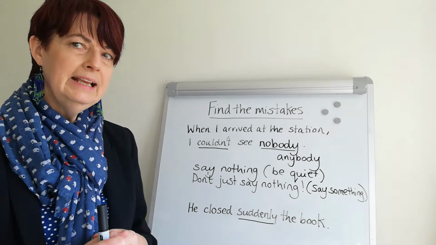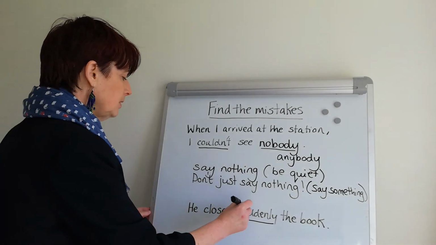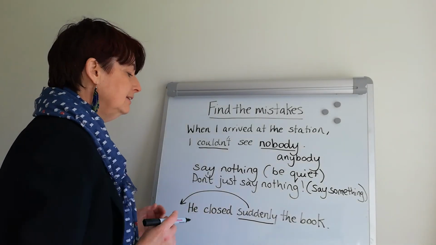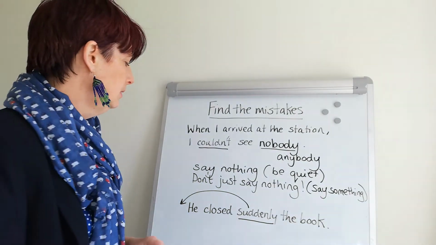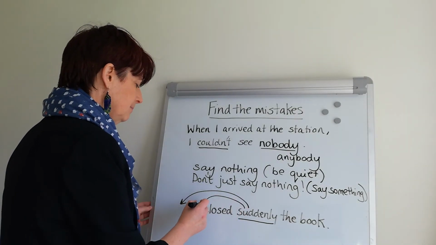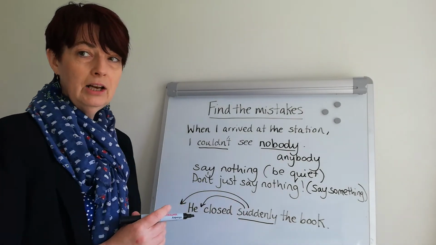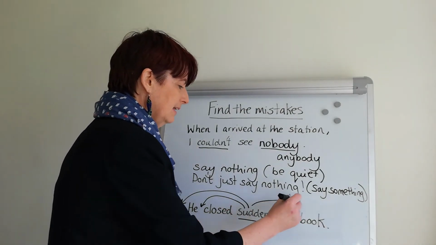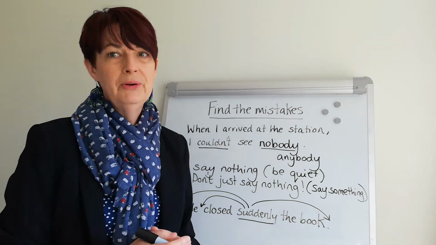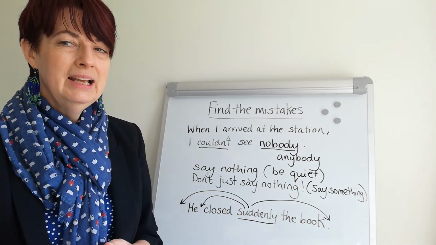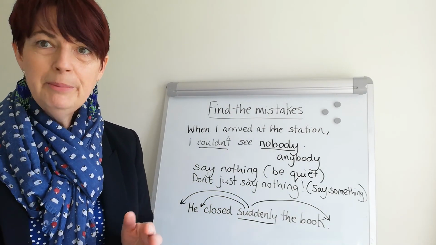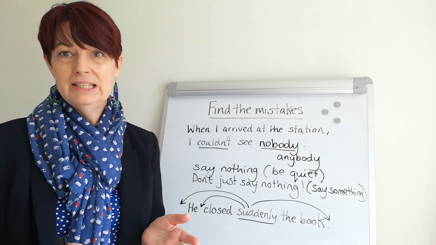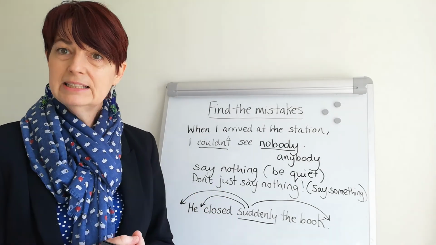So in this case, that would mean we could put it here. Suddenly he closed the book. We could put it here. He suddenly closed the book. Or we could put it at the end. He closed the book suddenly. Now, not every adverb can go in each of these three positions, but suddenly is very flexible and it can.